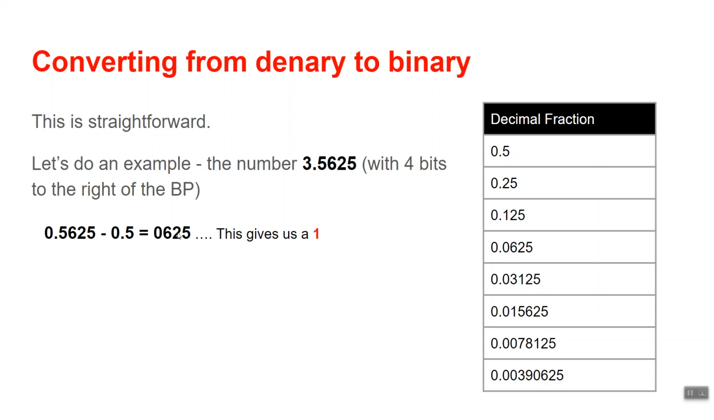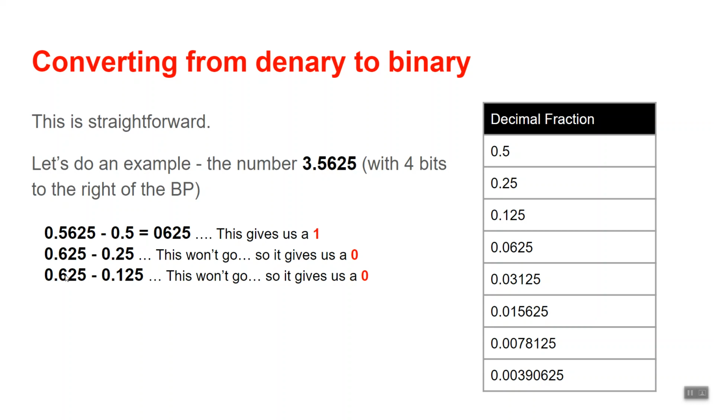And then we begin with that digit, 0.0625, underneath here. So we take 0.0625 and then we subtract the second place of the decimal fraction, 0.25. Well, we can't subtract 0.25 from 0.0625, so as it won't go, we put a 0 there. Then we carry the 0.0625 down to here. That number hasn't changed because we've subtracted nothing from it. 0.0625 minus 0.125, that's the third place on our decimal fractions table here. And again, we can't subtract 0.125, so we put a 0 there.